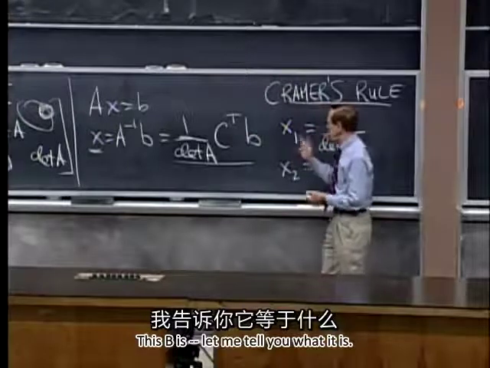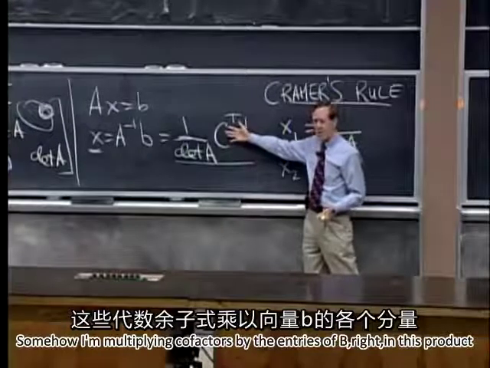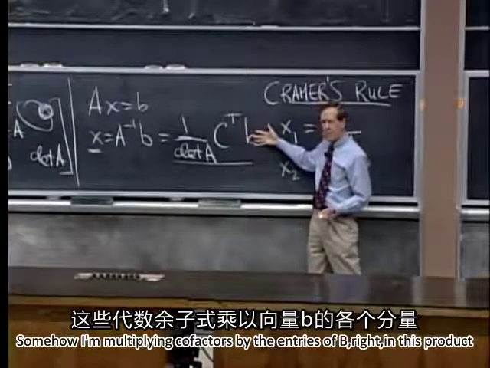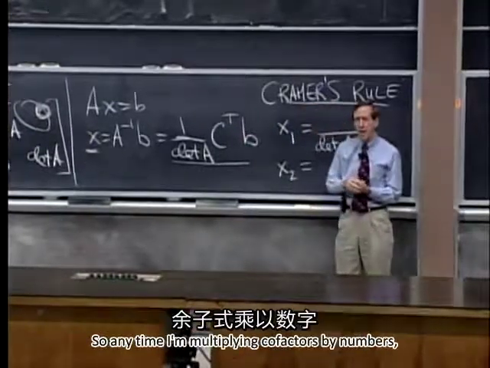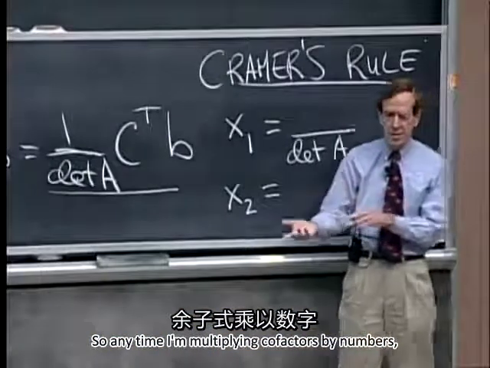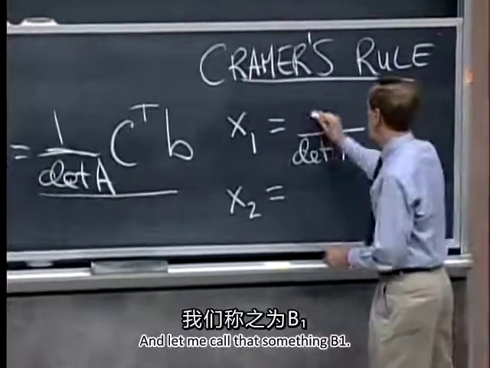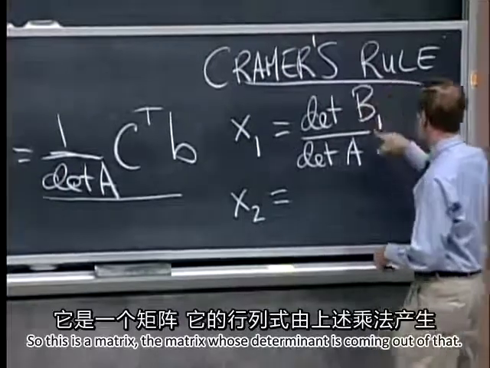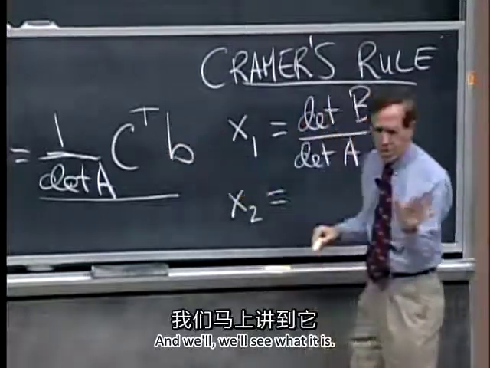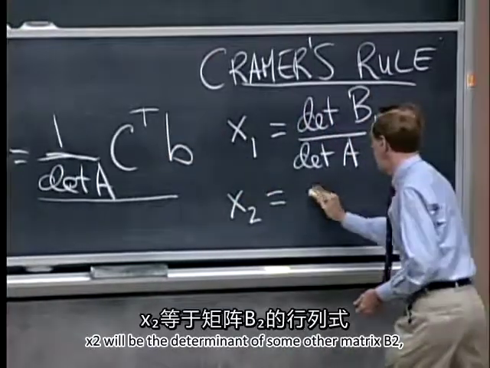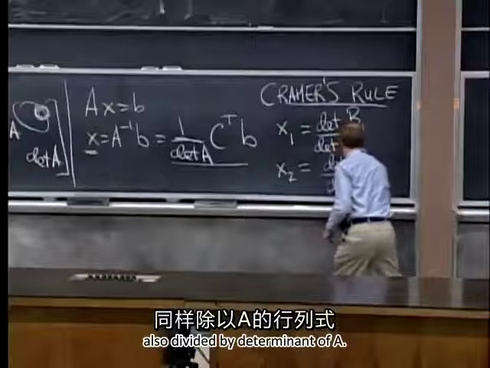This B is, let me tell you what it is. Somehow, I'm multiplying cofactors by the entries of B in this product. Cofactors from the matrix times entries of B. So anytime I'm multiplying cofactors by numbers, I think I'm getting the determinant of something. And let me call that something B1. So this is the matrix whose determinant is coming out of that. And we'll see what it is. X2 will be the determinant of some other matrix, B2, also divided by the determinant of A.